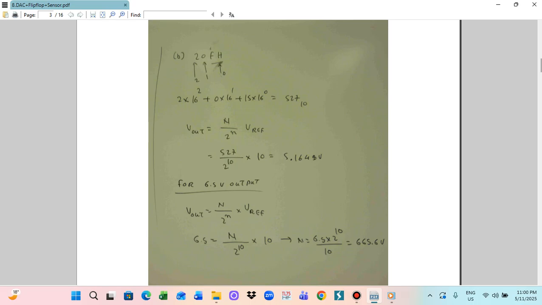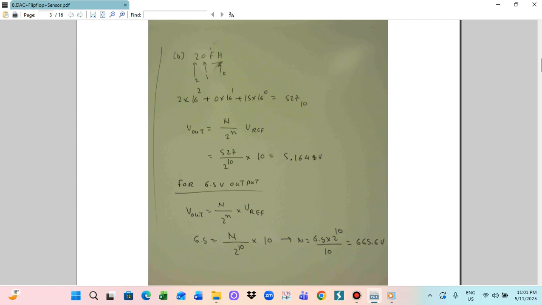So this is for the hexadecimal system, so we calculate. We substitute here, 20FH. Using this formula, this is equal to 2 multiplied by 16 squared plus 0 multiplied by 16 power 1 plus FH, which is 15, multiplied by 16 power 0. By solving this one, the answer will be 527 base 10.